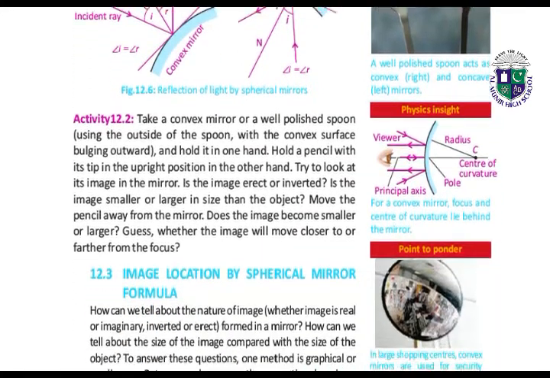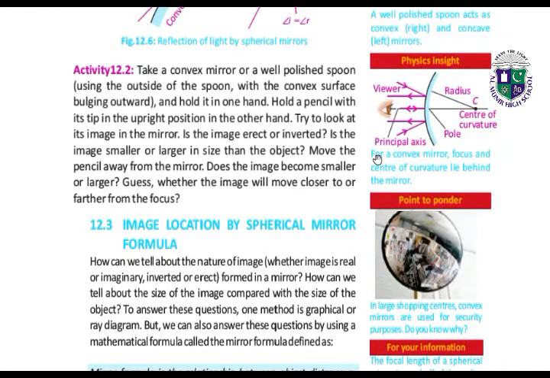Next we have some activity. Take a convex mirror or a well polished spoon, using the outside of the spoon with the convex surface bulging outside, and hold it in one hand. Hold a pencil with its tip in the upright position in the other hand. Try to look at its image in the mirror. Is the image erect or inverted? Is the image smaller or larger in size? Move the pencil away from the mirror. Does the image become smaller or larger?